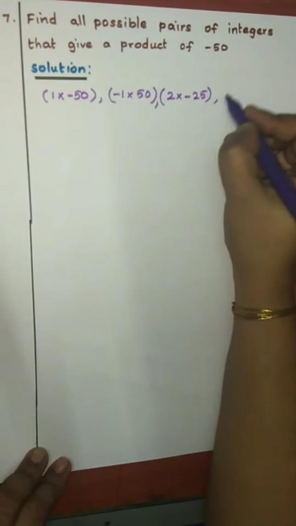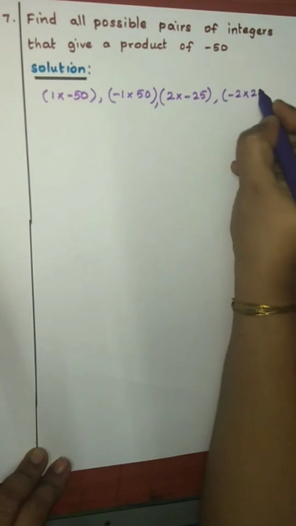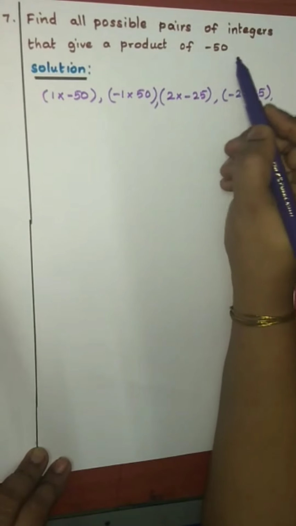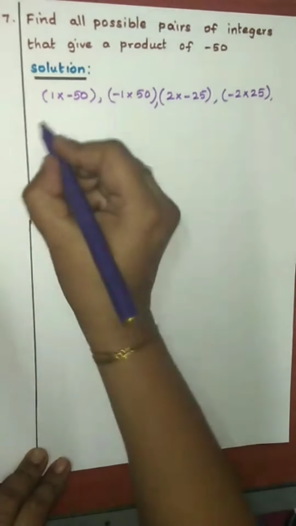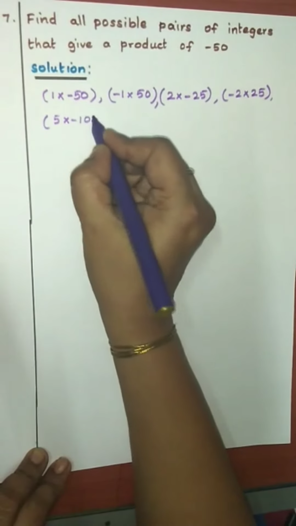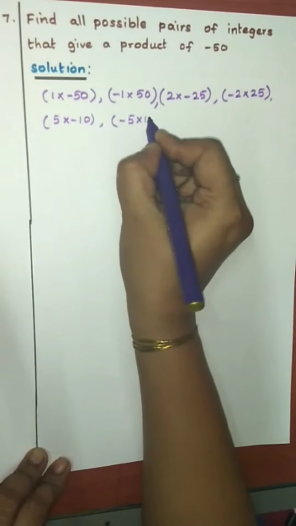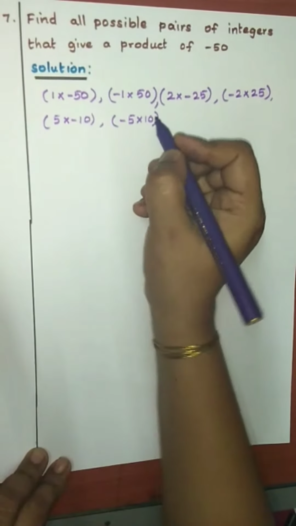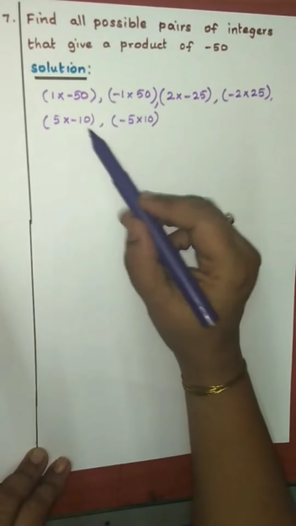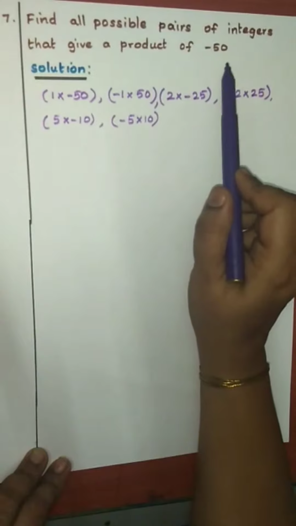Now change the sign. Minus 2 into 25. And we know 50 is divisible by 5. So 5 into minus 10. Now change the sign. Minus 5 into 10. Again, this is divisible by 10, but we have written 10 here. So these are the possible pairs of integers that give a product of minus 50.